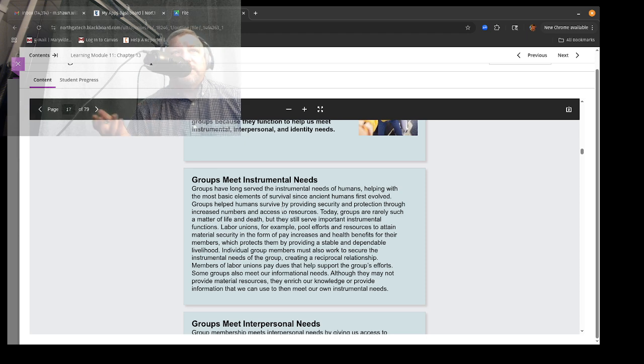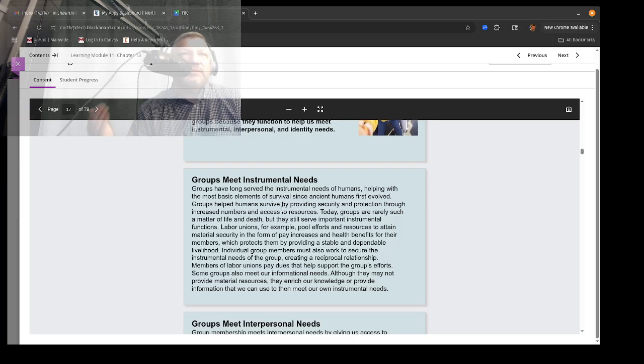All right, let's talk about instrumental needs. Groups have long served the instrumental needs of humans, helping us in the most basic elements of survival since ancient humans evolved. Groups helped humans survive by providing security and protection through increased numbers and access to resources. Today, groups are rarely a matter of life and death, right? But they still serve an important instrumental function.